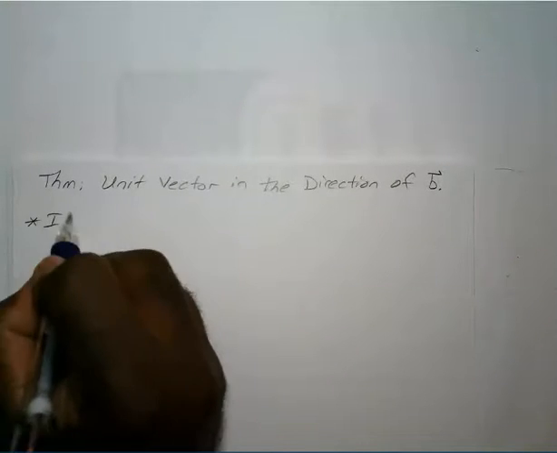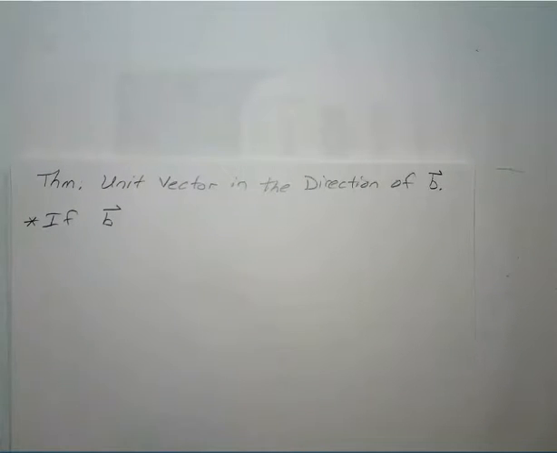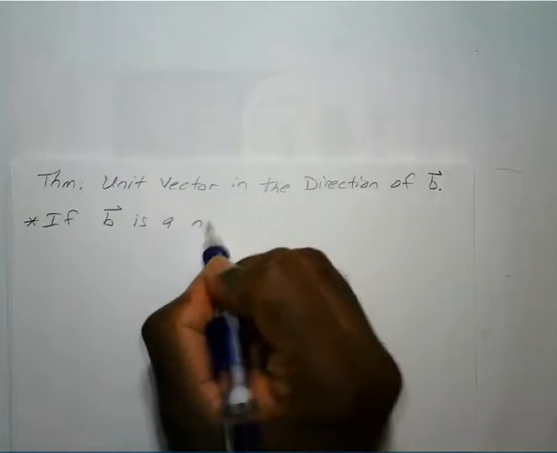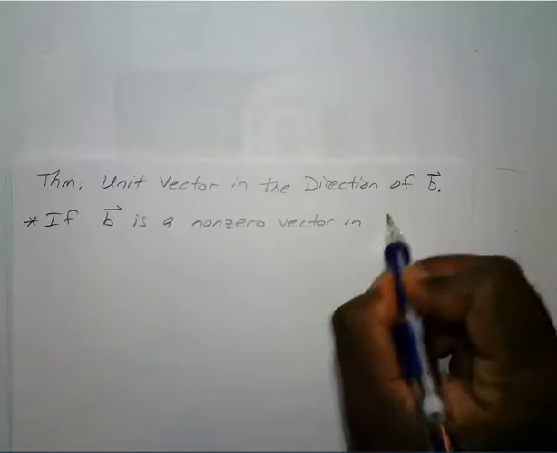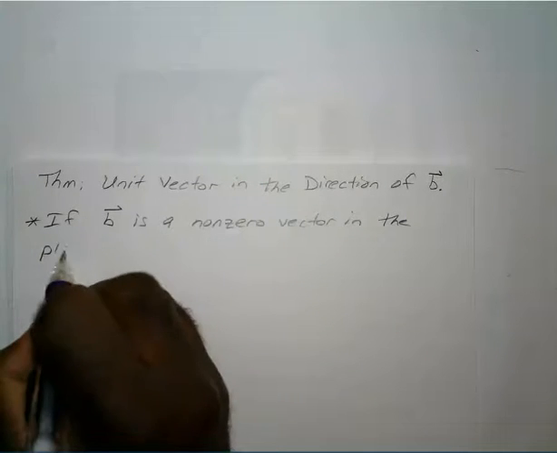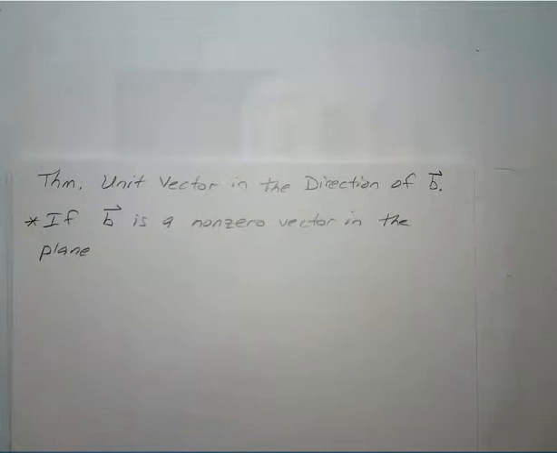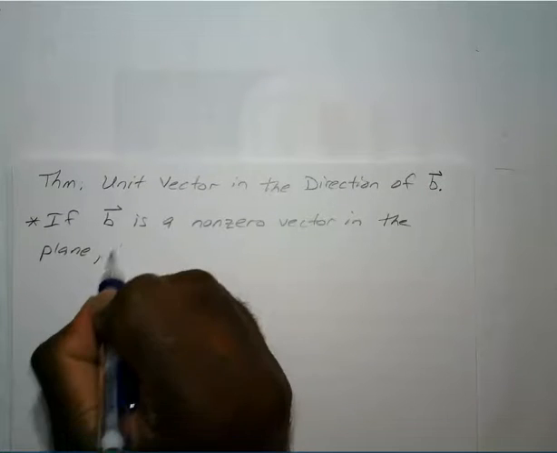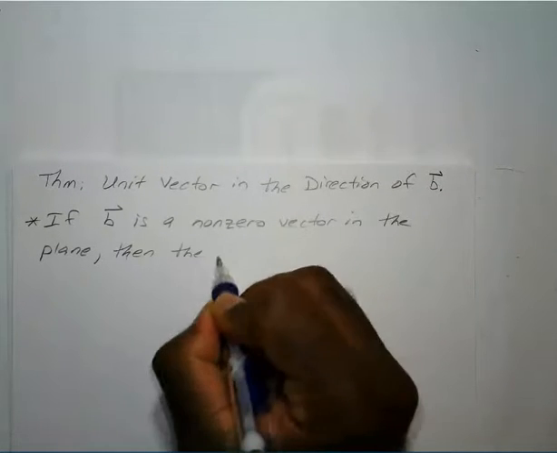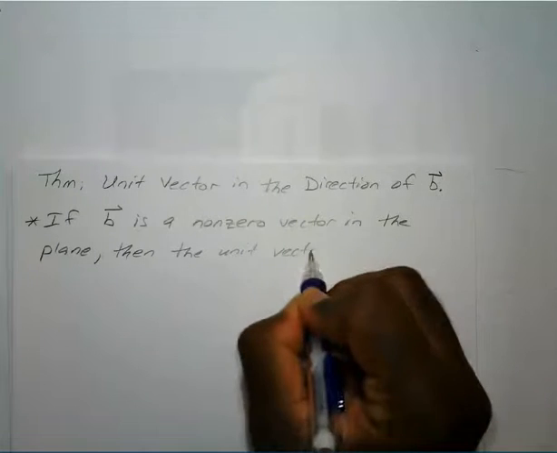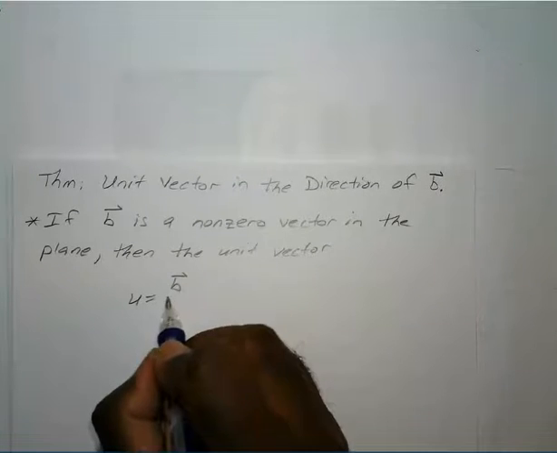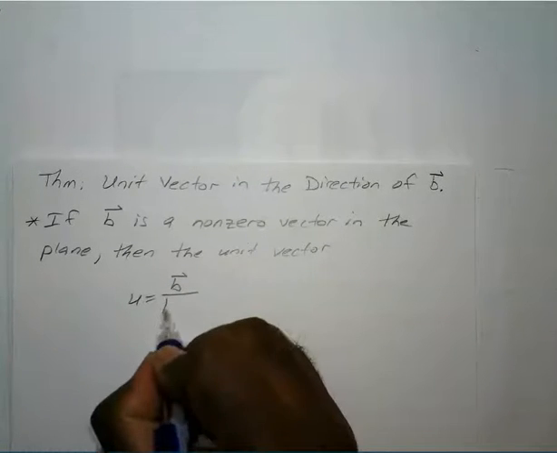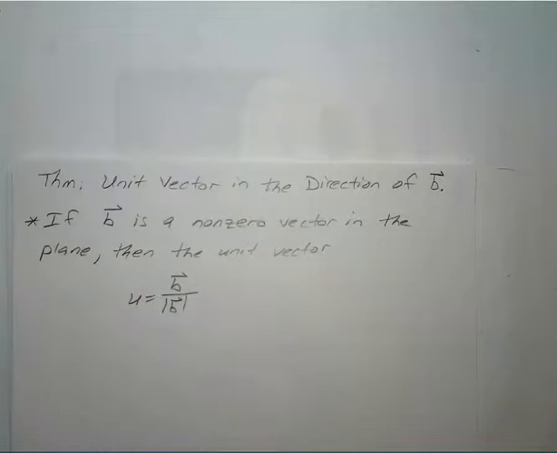Okay, so let's say b is a non-zero vector in the plane. It could be 2 dimensions, 3 dimensions, doesn't matter. It's just in a plane. Then the unit vector u equals the vector b over the magnitude of vector b. That's our unit vector, with my little vector symbol.